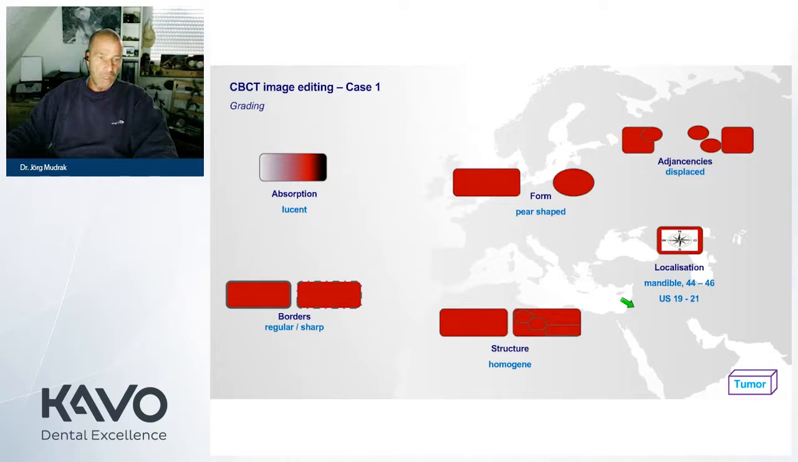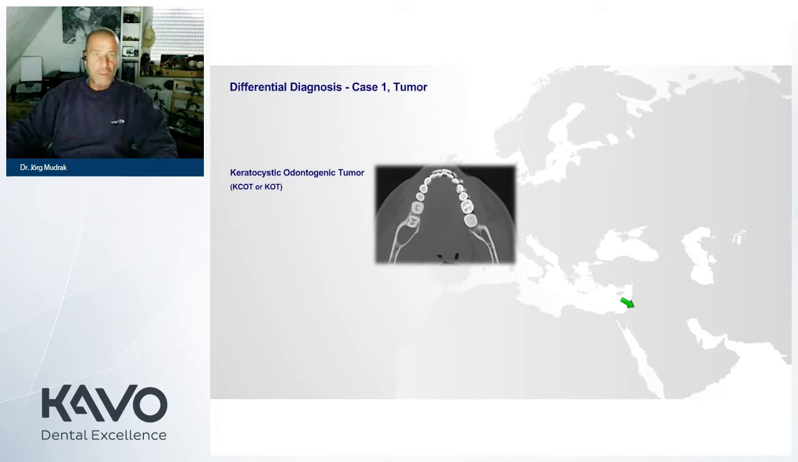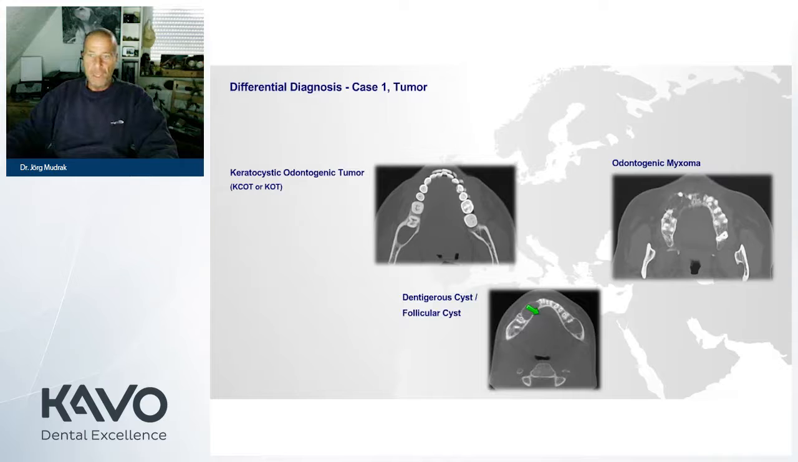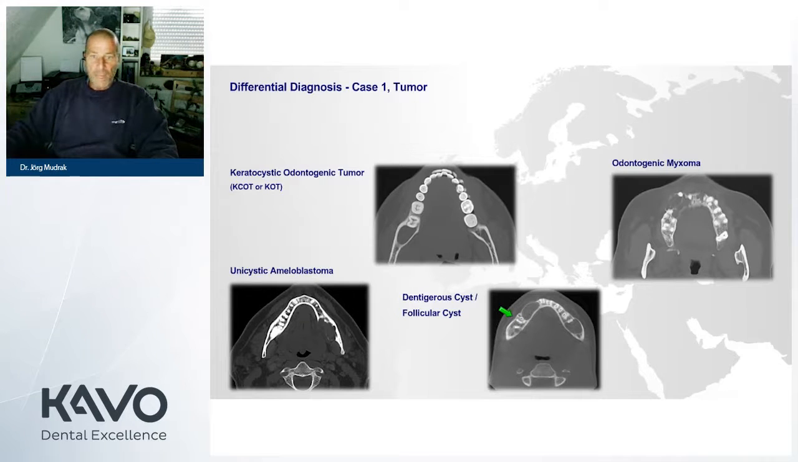And now I would like to mention the differential diagnosis for this first case. First of all, we have to take into consideration the keratocystic odontogenic tumor that you see in this area. Then we might talk about the odontogenic myxoma you can see in this area. This has, for example, a description like lobular inside this finding. The next might be a dentigerous cyst or a follicular cyst, which you can see here and here. And the last we have to discuss is then the unicystic ameloblastoma, which you can see here in this region.